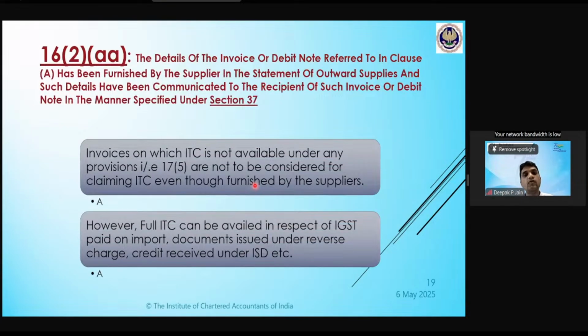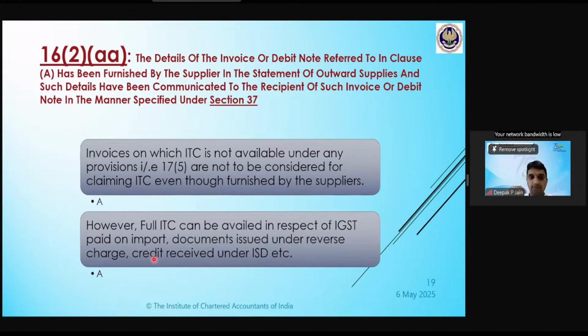Next, 16(2)AA says the details of the invoices or debit note which is referred to in clause A has been furnished by the supplier in the statement of outward supply, and such details has been communicated to the recipient of such invoice or debit note in the manner specified under section 37. Invoices on ITC which is not available under any provisions are not to be considered.